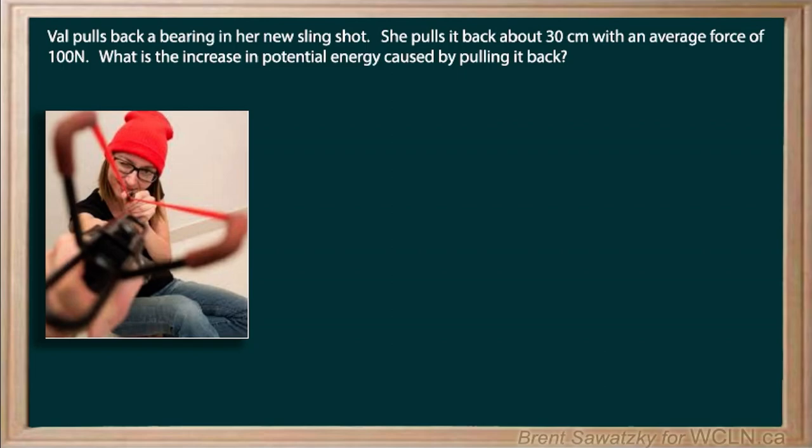Okay, so Val increases the potential energy using her slingshot, so increasing the potential energy of this bearing. And so basically we can say the potential energy, or the energy of position, is equal to the average force multiplied by the distance that force moved it into position.